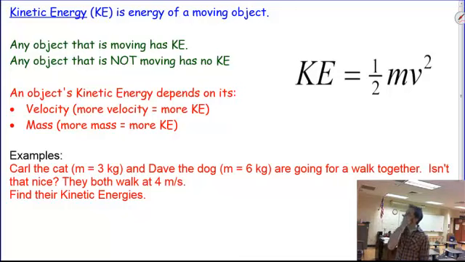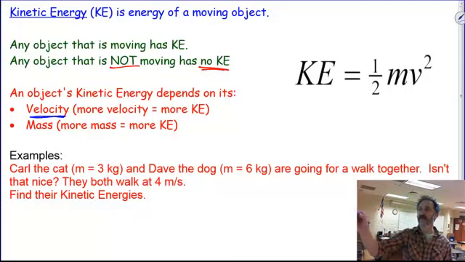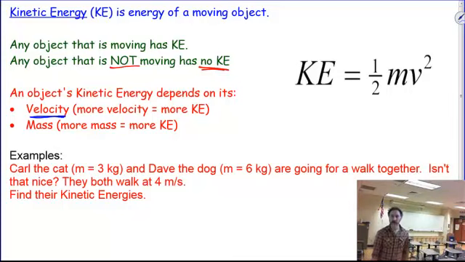All right, so kinetic energy is energy of a moving object. The more motion an object has, the more velocity that an object has, the more kinetic energy that it has. Because of this, if an object is not moving, then it has no kinetic energy. So it turns out that an object's kinetic energy depends on two things. It depends on the velocity. Technically, it's speed, really. The faster it's going, the more kinetic energy it's got.